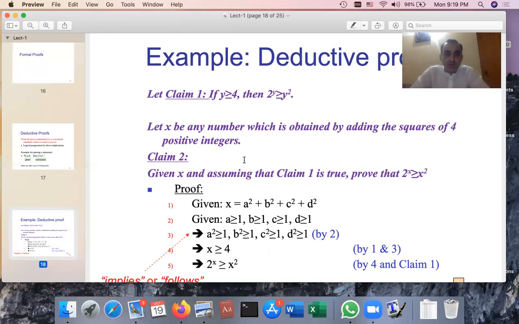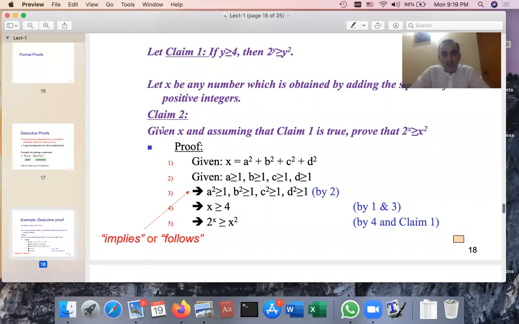And our claim 2 is, so now x is given to us, the x that we have supposed here, and we are assuming that claim 1, which is this one, is true. So we are assuming that claim 1 is true, and we are given a number x, which is a positive number again. So now we have to prove what? We have to prove 2 raised to the power x is greater than or equal to x square, which is equivalent to the right hand side in our given problem. So let's start the proof.